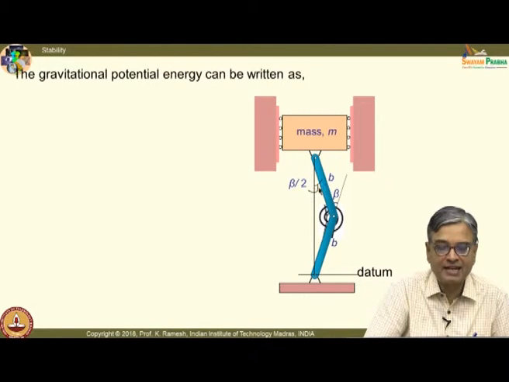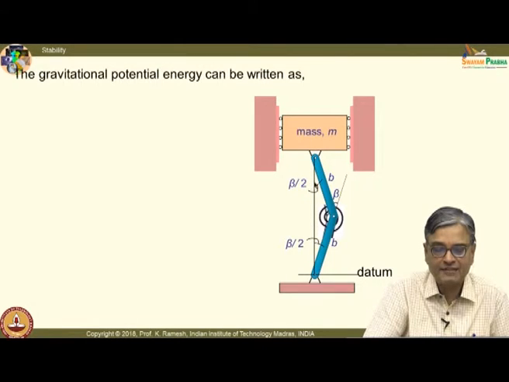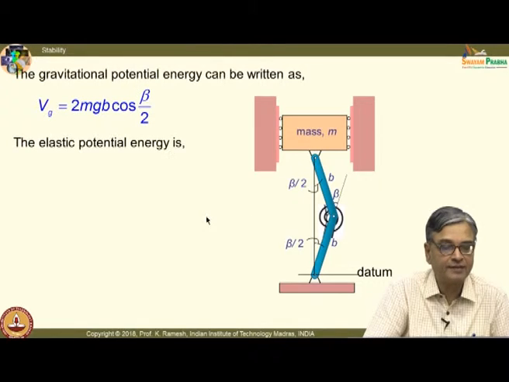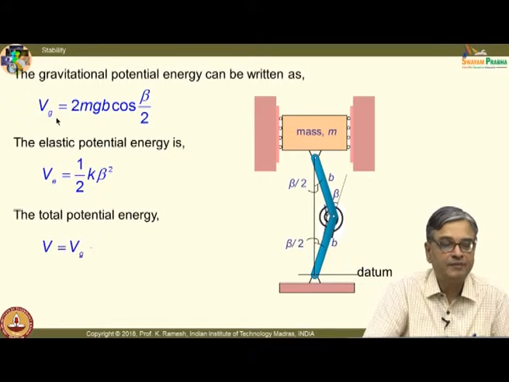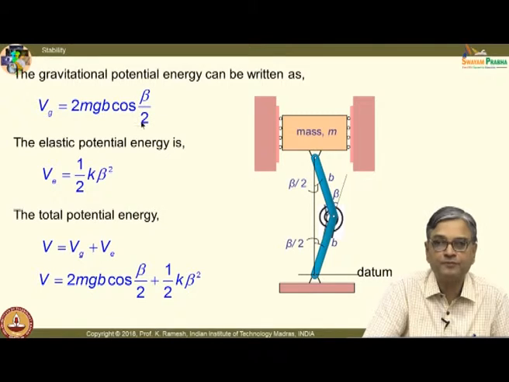So, from geometry, I have these angles as beta by 2, and from the property of the triangle you get this. Then I can easily write what is Vg. Vg is nothing but 2 mg b cos beta by 2. I have b cos beta by 2 here, another b cos beta by 2 here. So, twice of that contributes to the potential energy, if I take this as the datum.